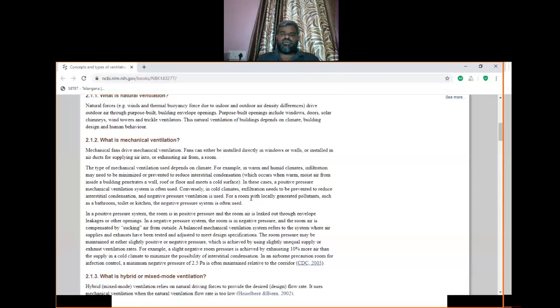For a room with locally generated pollutants such as a bathroom, toilets, or kitchen, a negative pressure system is often used. Mechanical exhaust fans are fitted. Right.